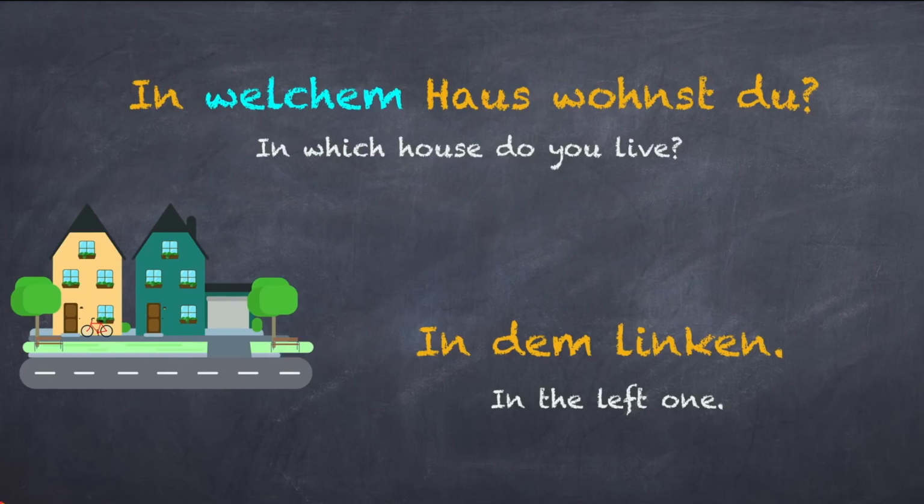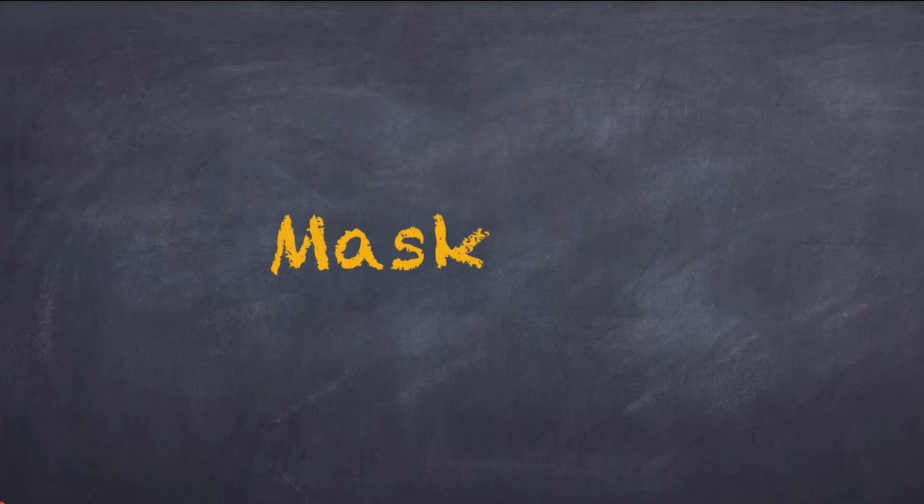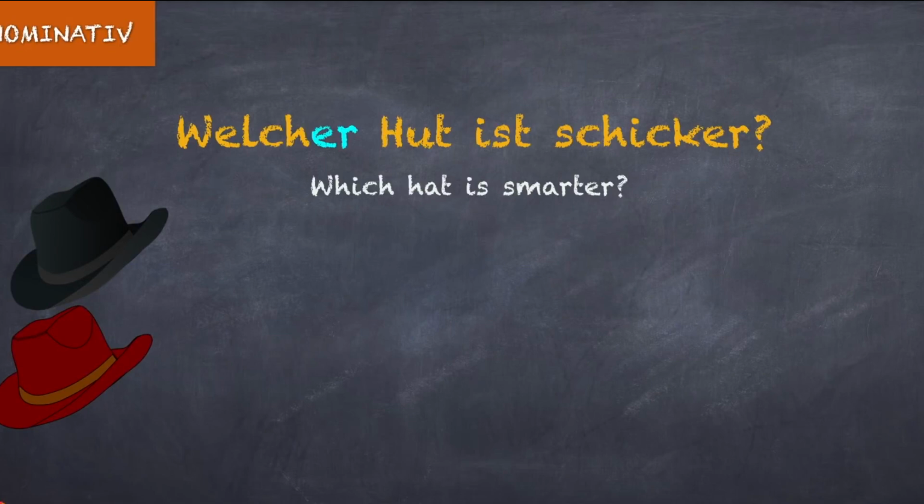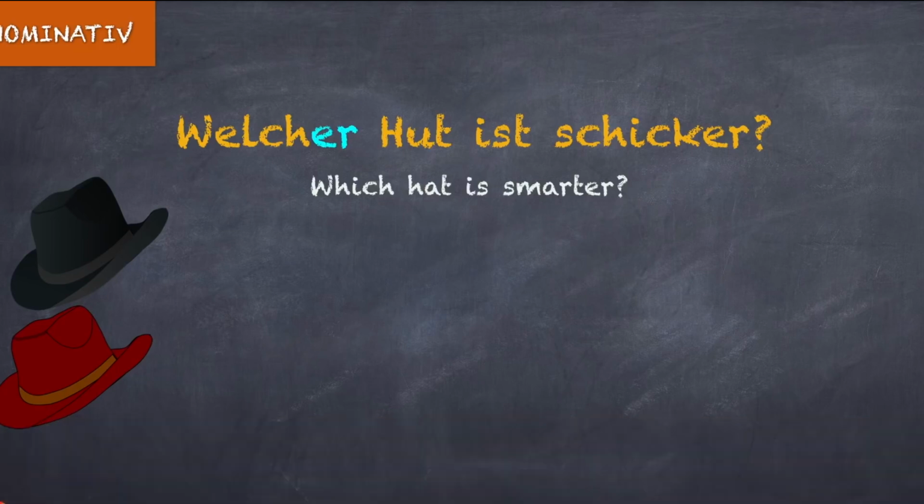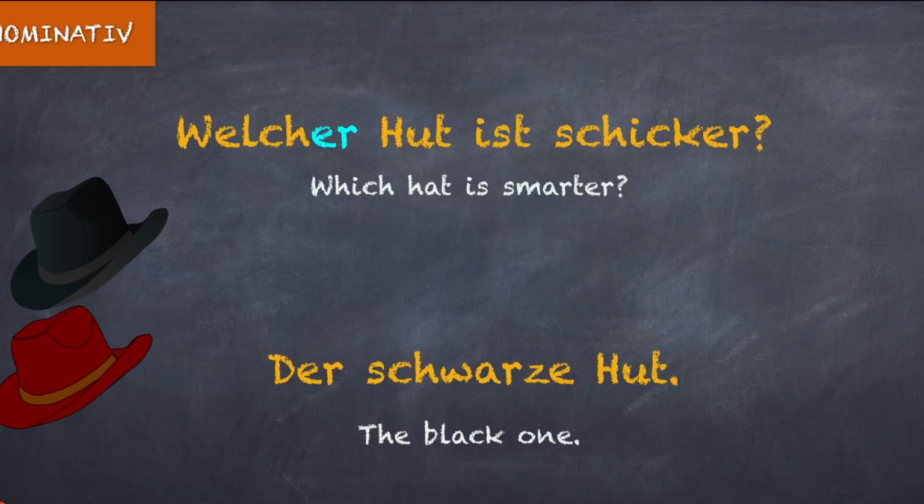As you might have guessed, all this is dependent on the article. Let's first look at the masculine article. We'll also be looking at the three cases, nominative, accusative, and dative, because the article changes with the case. Let's look at the first example with nominative. Welcher Hut ist schicker? In this case, the article for Hut is der Hut. So basically, welcher takes the ending er from the article der. Let's look at the answer. Der schwarze Hut. You can also just simply say der schwarze.